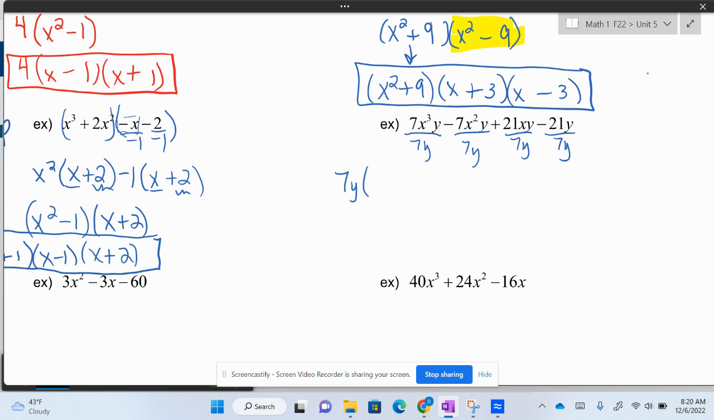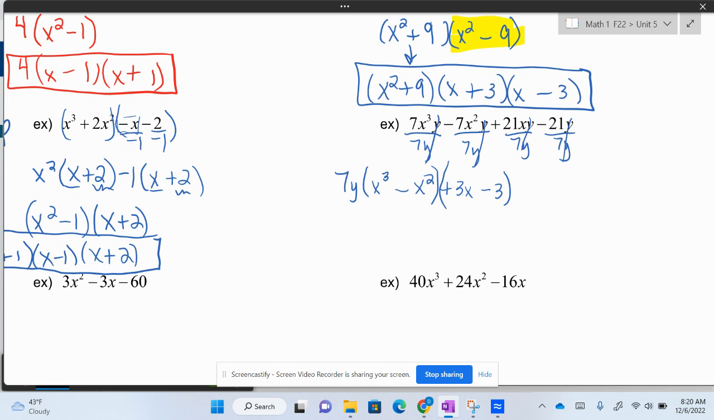What's left? Well, let's see. 7 divided by 7 is 7. Y divided by y cancels out. So the first term is just going to be x cubed. Negative 7 divided by 7 is negative 1. Y's cancel out, x squared. 21 divided by 7 is 3. The y's cancel out, x. 21 divided by 7 is 3. So that's a negative 21, negative 3, and the y's cancel out. How many terms do I have now? 4. So I'm going to group those.